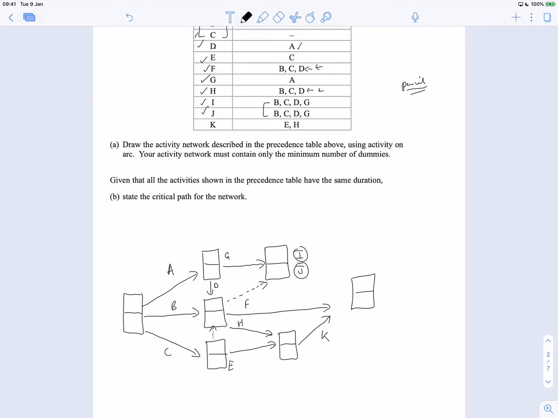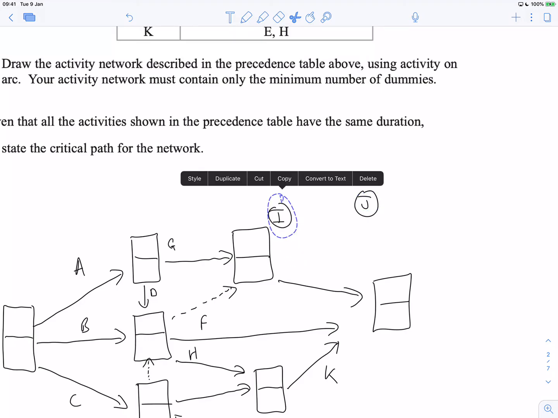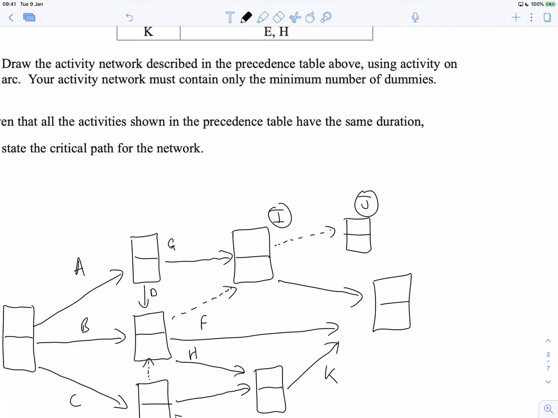Now this is important, I can't have two lines parallel coming from the same stage. So what I'm going to do is I'm going to take the J, for example, and because it depends on the exact same thing of I, I'm going to create a dummy. So it's got the same stuff, and then that'll be a stage for J, and then that's J going down there like that.